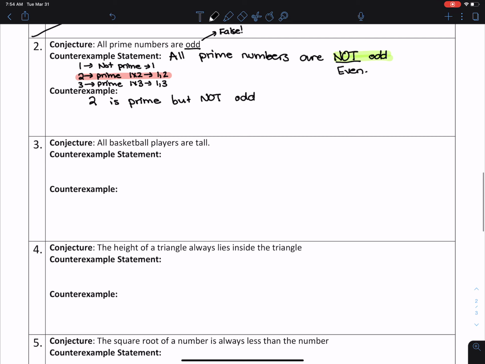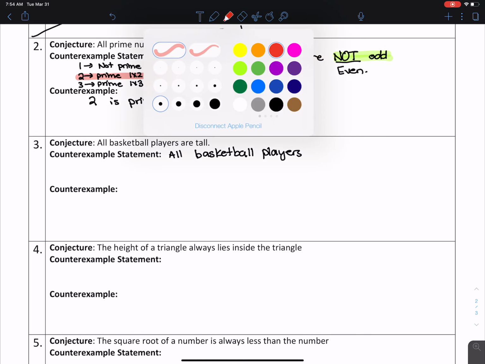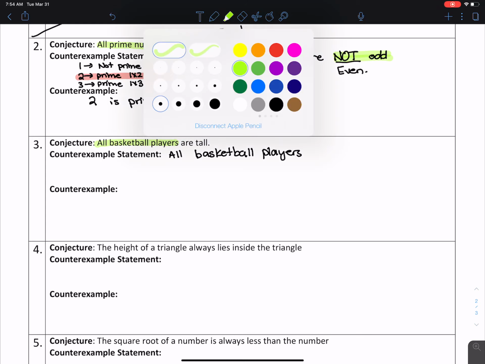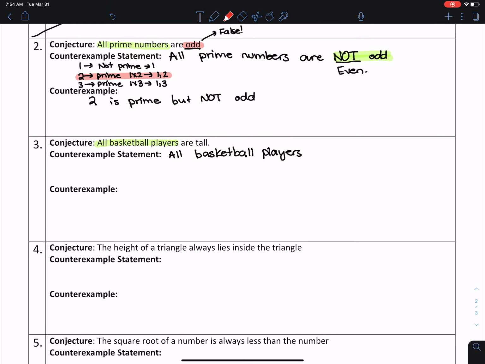Okay, maybe an example that you might understand a little better. All basketball players are tall. So my counterexample statement would say all basketball players. That's my condition of the statement, so let's highlight that in green. In this case, my prime numbers were my condition. My conclusion of the statement there was odd, and my conclusion here is tall. So what I need to do is say all basketball players are, and then use the words not tall.